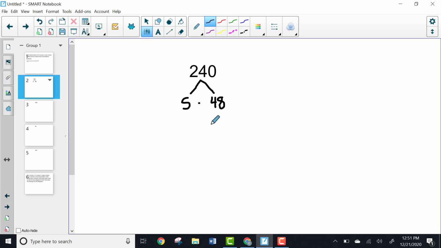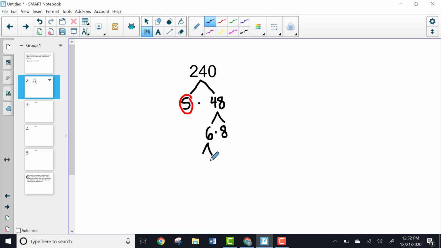Okay, so we have 5 times 48 gives us 240. Now, whenever I come to a prime number, I'm going to circle that. That means I don't have to break that number down anymore. Even though it looks like an S, that's actually a 5. Now we take a look at 48. So I'm going to say 6 times 8 gives me 48. Now, I can still break these two numbers down. These numbers are not prime. They're actually composite. So I keep going until I end up with just prime numbers.